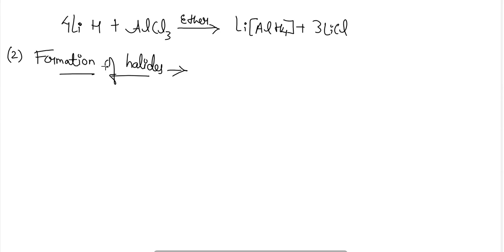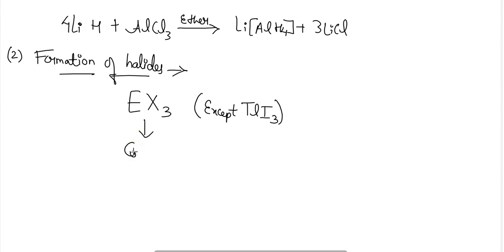Formation of halides. Group 13 elements, as we have discussed before, form trihalides, except TlI3. The halides of boron are all covalent and monomeric in nature, meaning they are singular compounds. No polymeric nature is there.